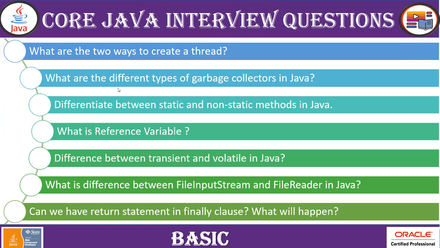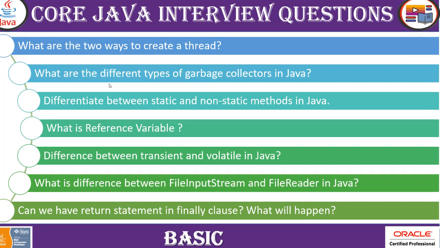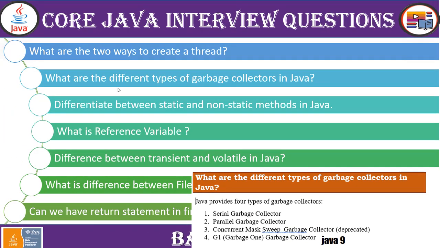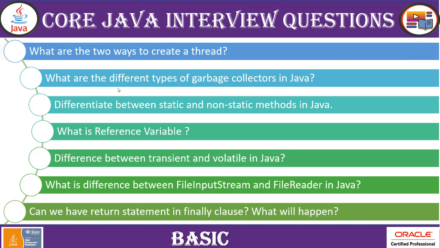Next question is, what are the different types of garbage collectors in Java? All you need to do is just mention the names of the garbage collectors. There are four types of garbage collector: serial garbage collector, parallel garbage collector, CMS garbage collector, and G1 garbage collector.